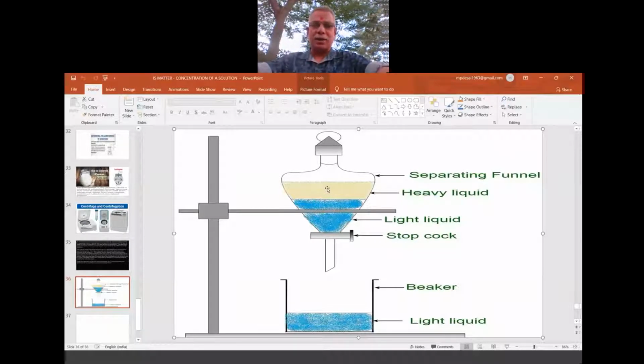So this method is called as what? Decantation, especially for two immiscible liquids, and the apparatus is called the separating funnel. And the best day-to-day example is what? Water and kerosene. So all this you have to remember. This is the most important activity or separating technique. So we use it for this.